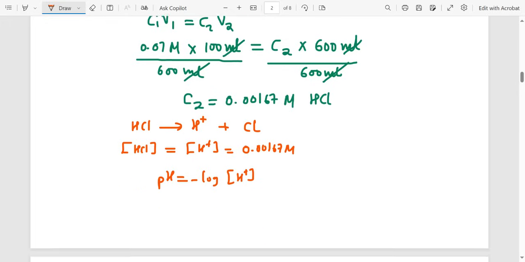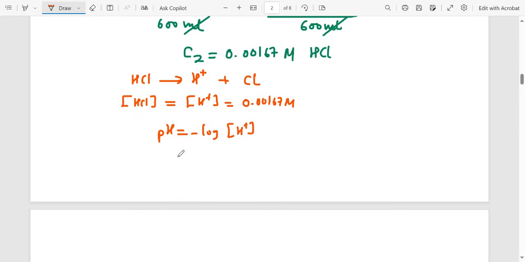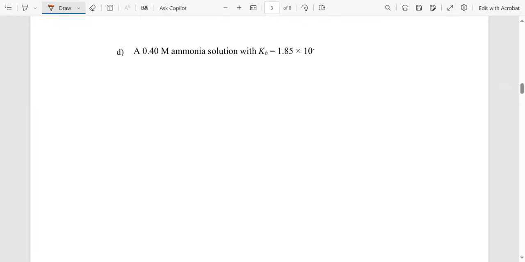Simple, isn't it? So this is going to give us negative log of the concentration of hydrogen, 0.00167. So this is going to give us 2.78. Are we okay? Please feel free to ask again if you have got a question.